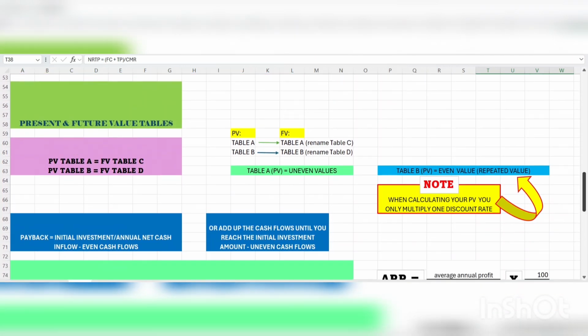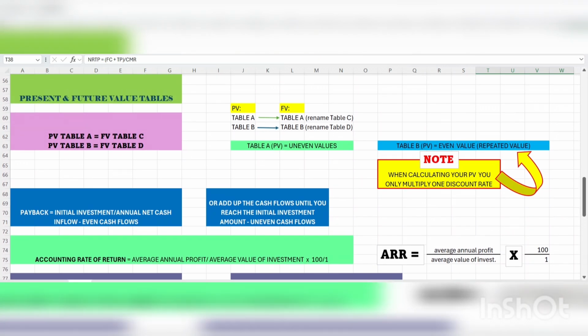So for section 2, this is your present and future value tables. Your table A goes with table C. Table A and table C represent uneven values, and table B and table D is when you have even values. So in a test, if you're given like 135,000, that's uneven values. You'll either use table A or table C. But since we didn't do many with table C and D, I would say then you just use table A.